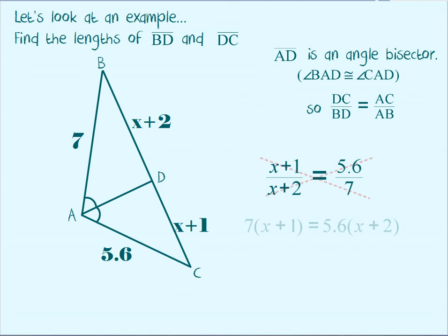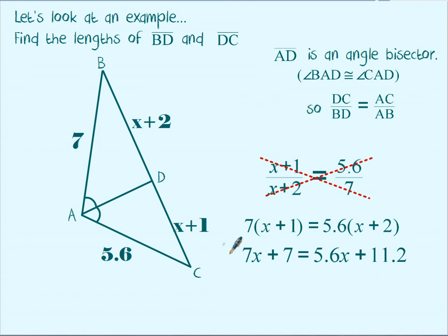When I do my cross products, I'm multiplying 7 by all of x plus 1, and I'm multiplying 5.6 by all of x plus 2, so I'm going to have to do some distribution. I get 7x plus 7 equals 5.6x plus 11.2 when I get all my distribution done.